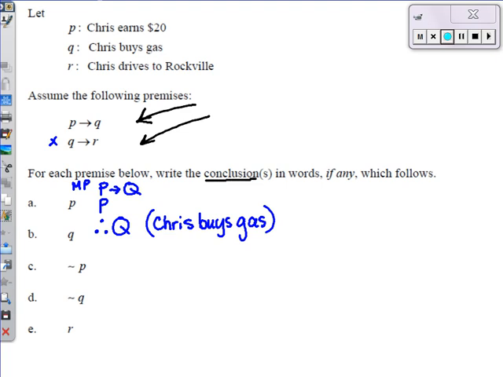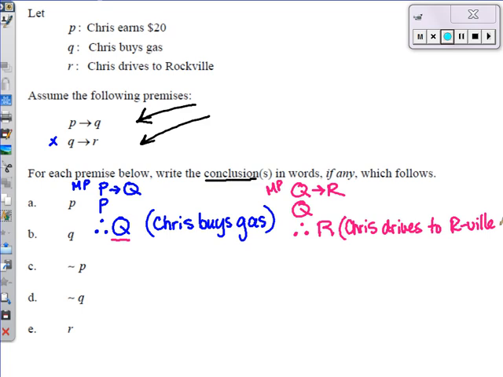Now, you can kind of nerd out a little bit on this one as well, because if I have a conclusion of Q, I could also connect that to this whole second equation. So just to nerd out a little bit, if I take the second one, Q implies R, and then I put a premise of Q underneath, my conclusion, also by modus ponens, is therefore R. And in this case, R means Chris drives to Rockville.